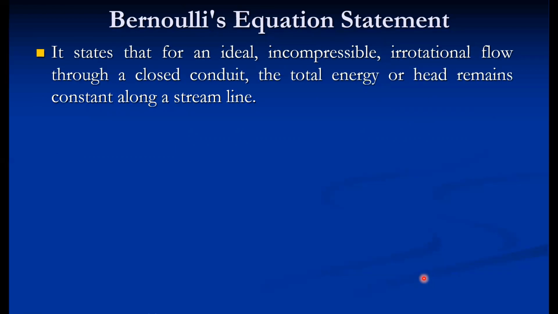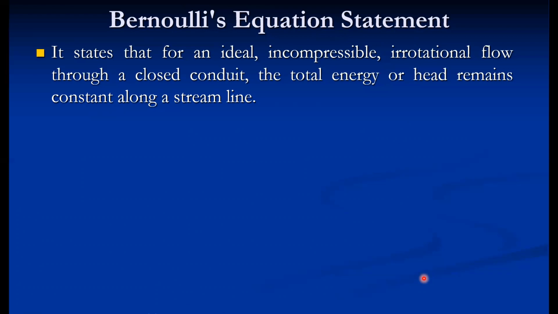Irrotational means no rotational component, because flow is taking place along a streamline. While discussing Euler's equation, we discussed that flow is along the streamline, meaning there is no lateral component or cross flow across the streamline. So there is no rotation, and that's why it is called an irrotational flow.